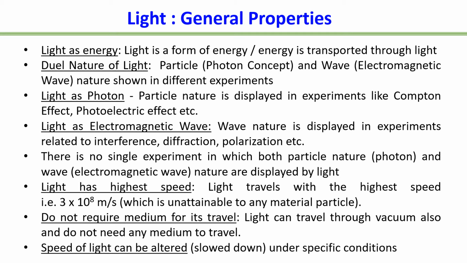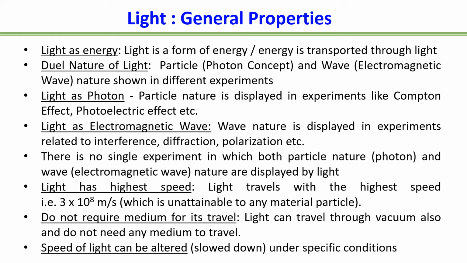Light has the highest speed. Light travels with the highest speed of 3 into 10 to the power 8 meters per second, which is unattainable to any material particle like electron, proton, neutron, and so on. We cannot accelerate any particle practically so that it travels with the speed of light. Then all kinds of different physics come into the picture. So any material particle cannot have a speed that is equivalent to or greater than the speed of light.